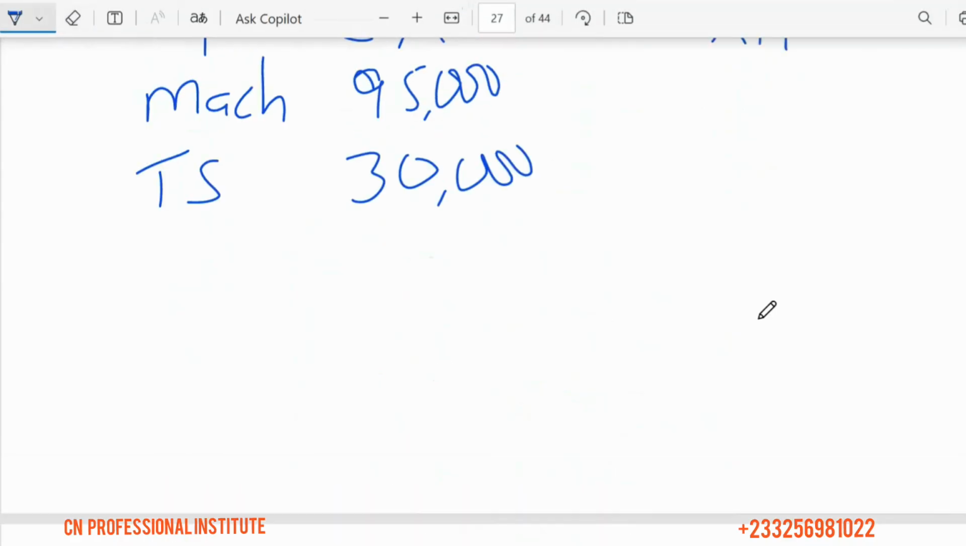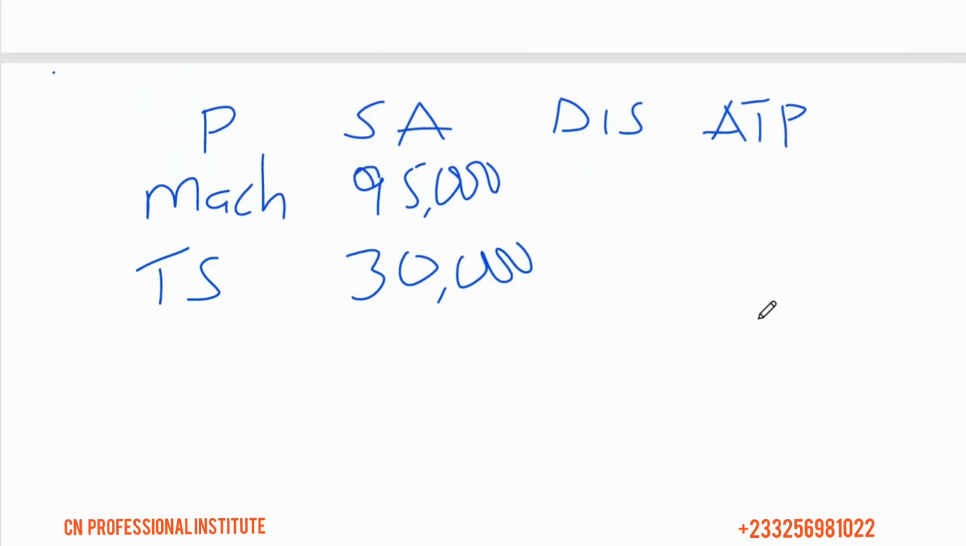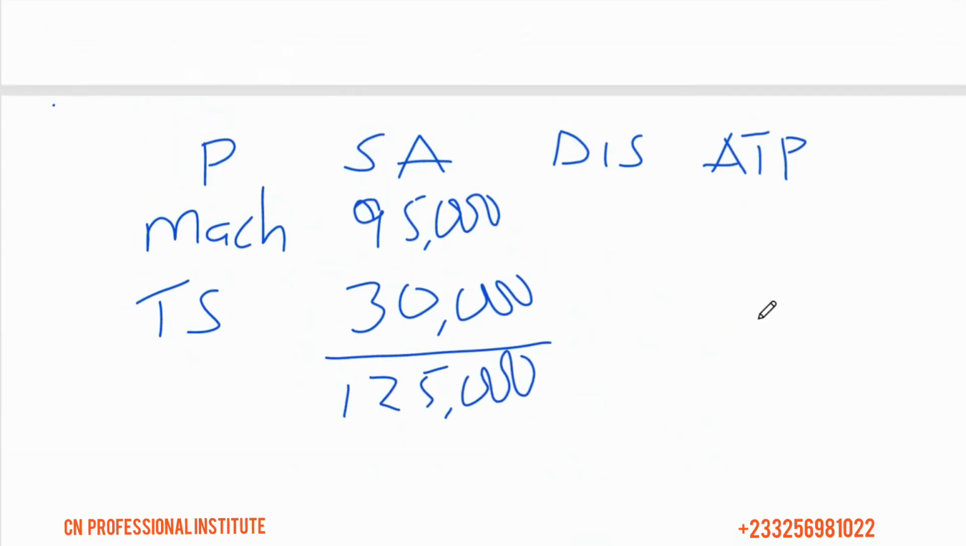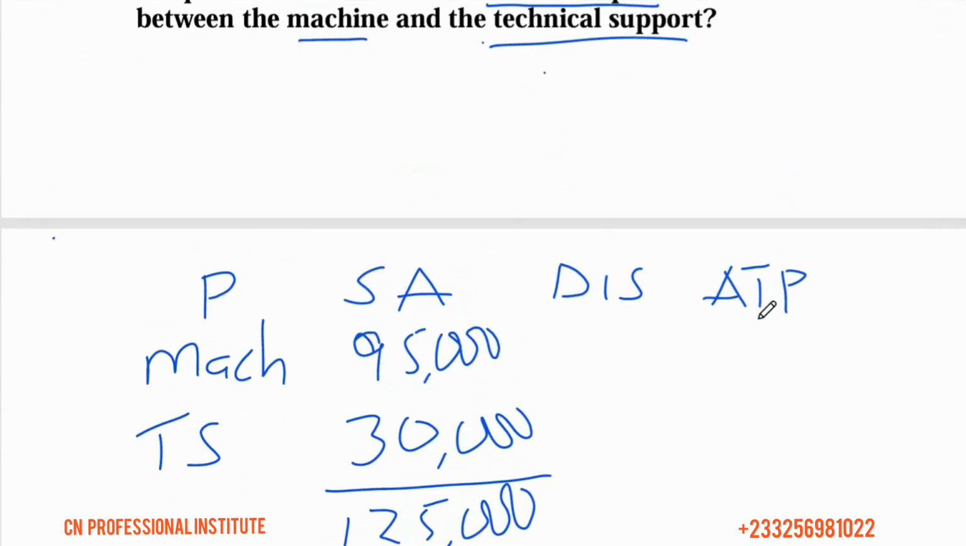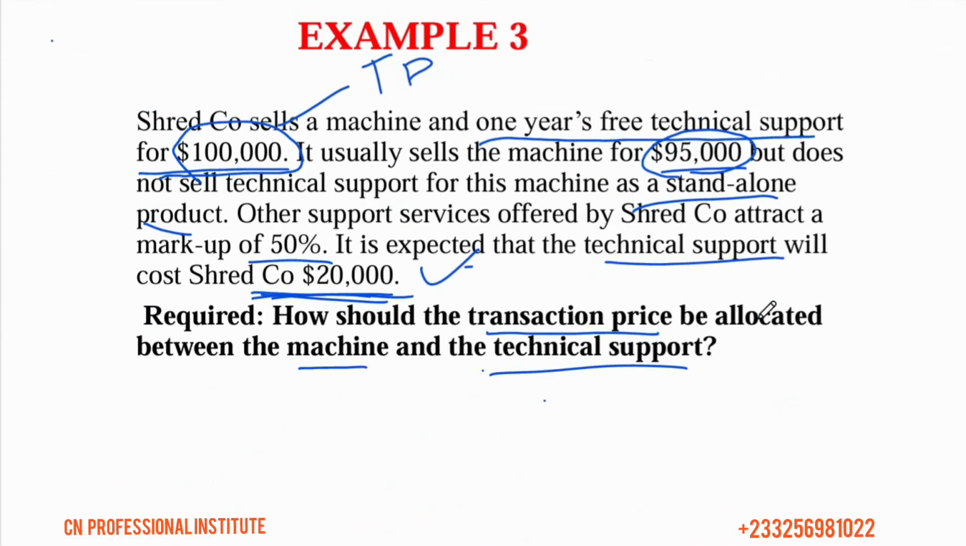So let's go back. We have to sum all this to get the sum of the standalone selling prices. This will give us 125,000. So when you sum the standalone selling prices for the machine and technical support, you get 125,000. But if you come into the question, we're told that they did the technical support and then the machine, everything for 100,000. So 100,000 is the transaction price.